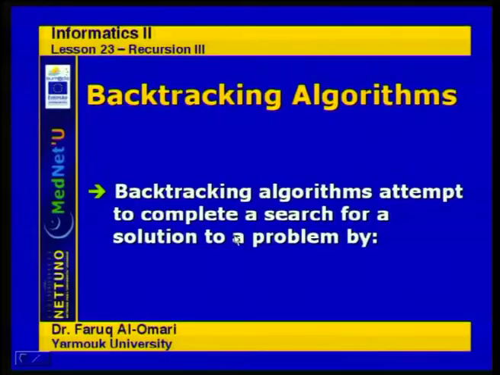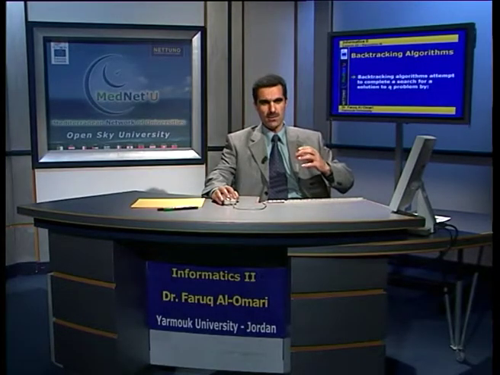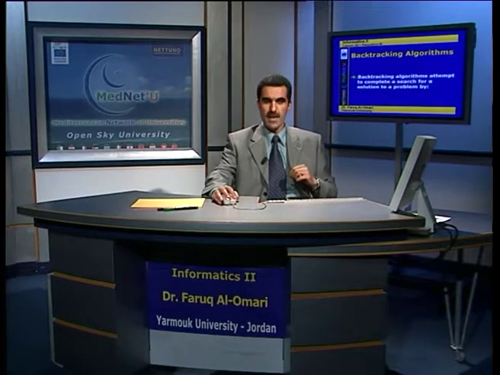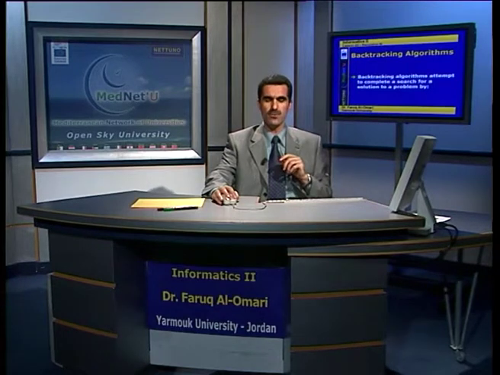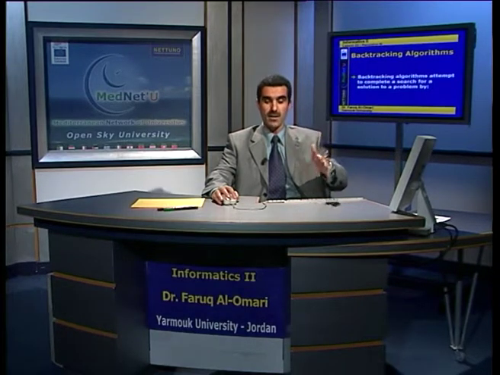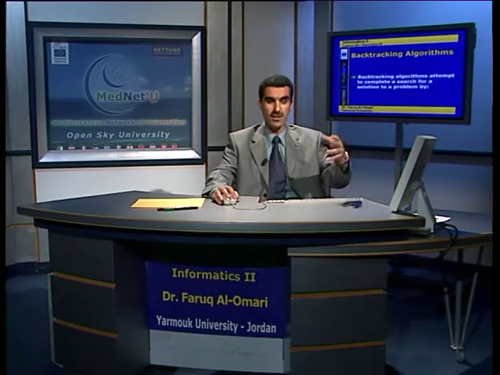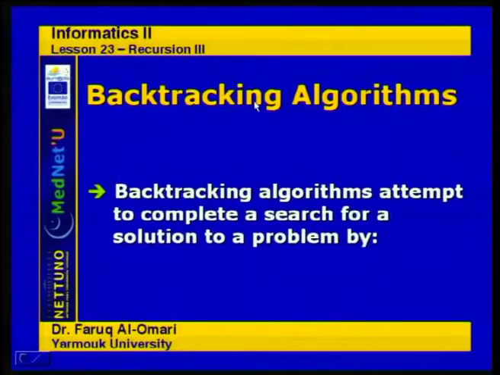So backtracking algorithms attempt to complete a search for a solution to a problem. Given this position, search all possibilities for the remaining queens. If you find a solution, then you don't have to back up. You end up with a solution and your task is done. However, if you exhaust all possibilities and you realize that there is no solution, then you have to back up and remove that queen.